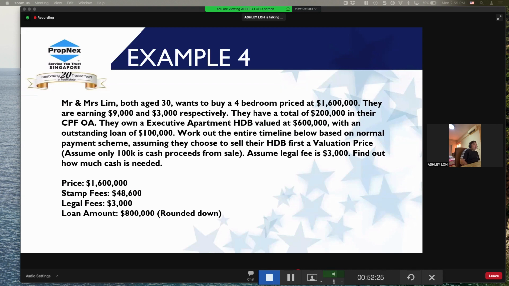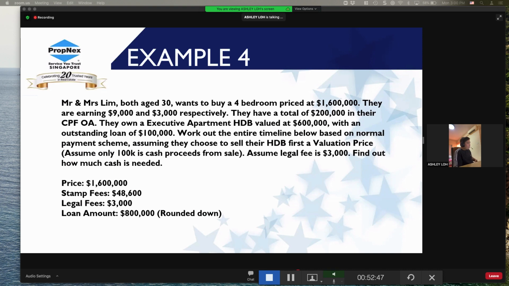Now, work out the entire timeline below based on the normal payment scheme, assuming they choose to sell the HDB first at valuation price. Again, sorry, my English is sometimes a bit unclear. At valuation price. Now, assume only 100K is cash proceeds from the sale. Find out how much cash is needed.